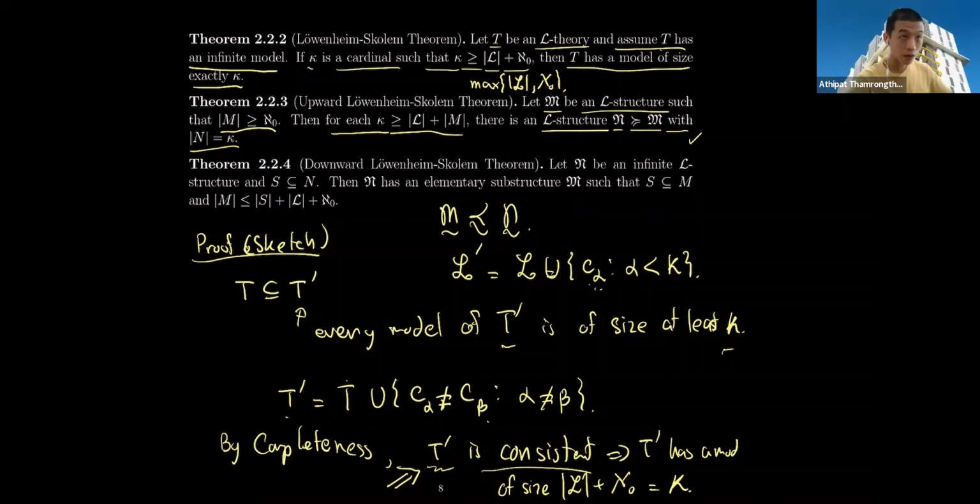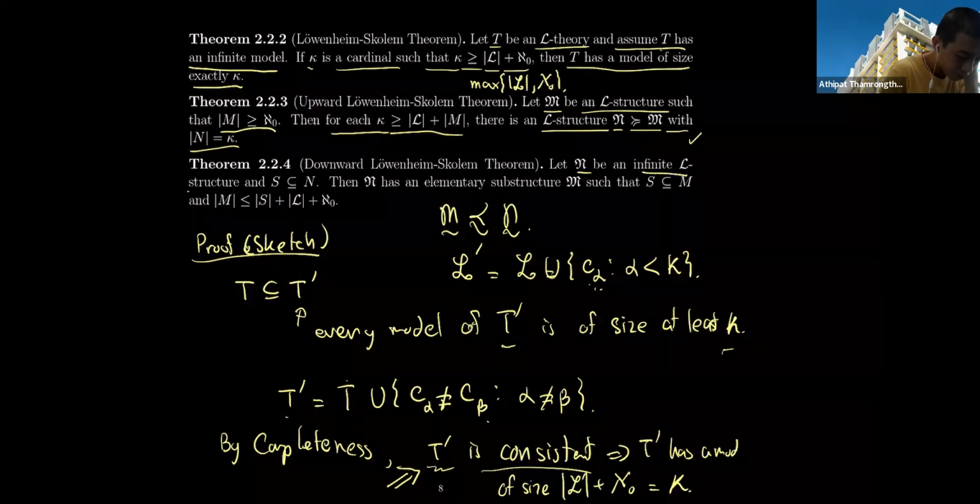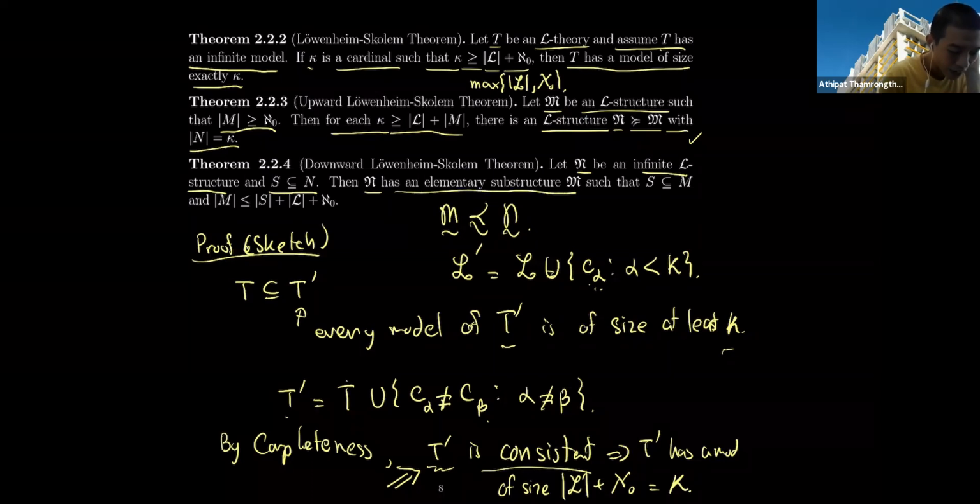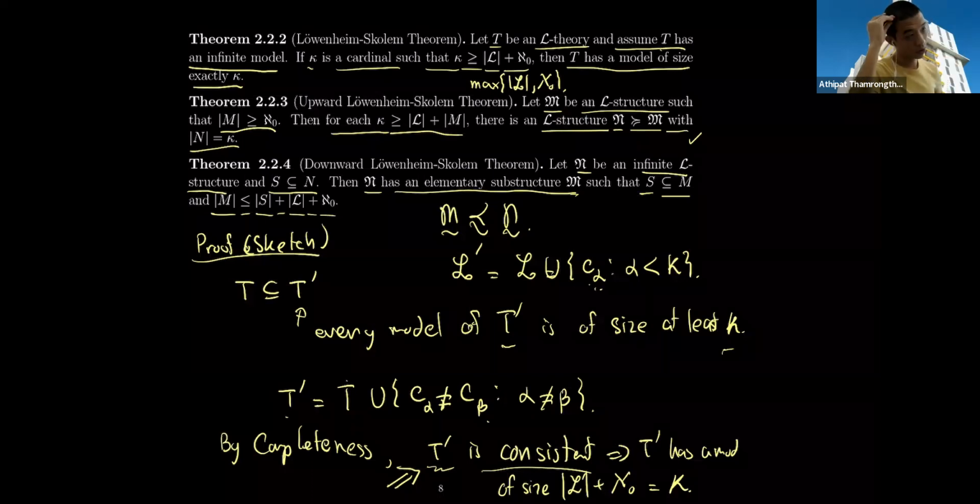We also have the downward Löwenheim-Skolem theorem, which says that if N is an infinite L-structure and S is a subset of N, then you can find an elementary substructure M such that S is contained in M, and we can control the size of M: M is of size less than or equal to the cardinality of S plus the cardinality of your language plus aleph naught.